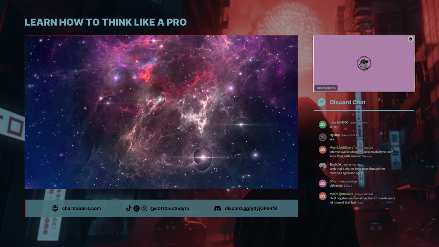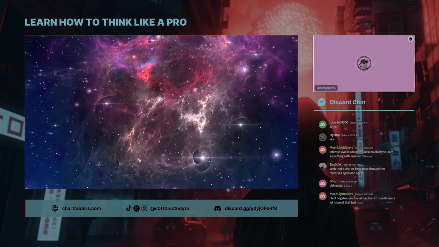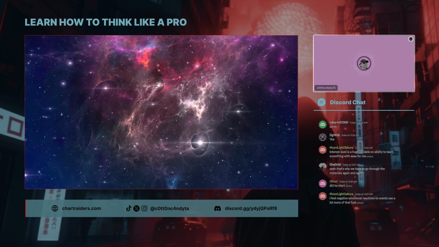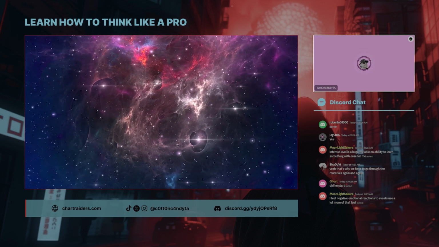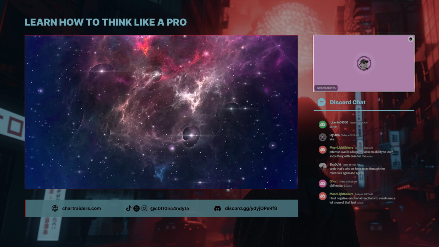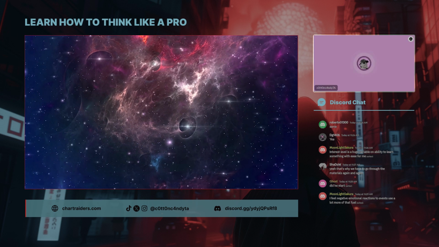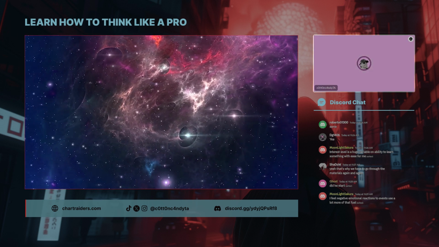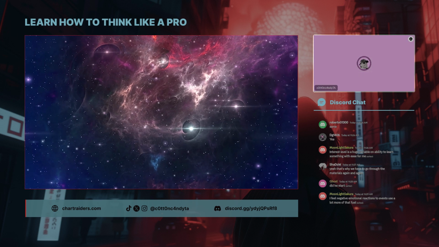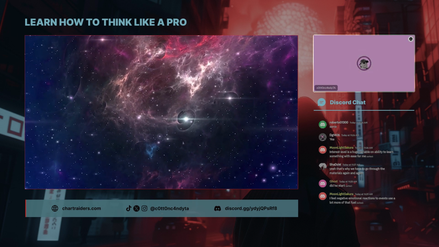That's why emotions have such a big impact on us, because it's a different set of neurons that are firing in our brain to deal with emotions. And then that different set of neurons burns even more gas. So the preservation of gasoline is the end goal when we're learning, because this is what everybody's feeling here. Interest level is a huge variable on the ability to learn something with ease for me. Yeah. That's why we have to go through the materials again and again.